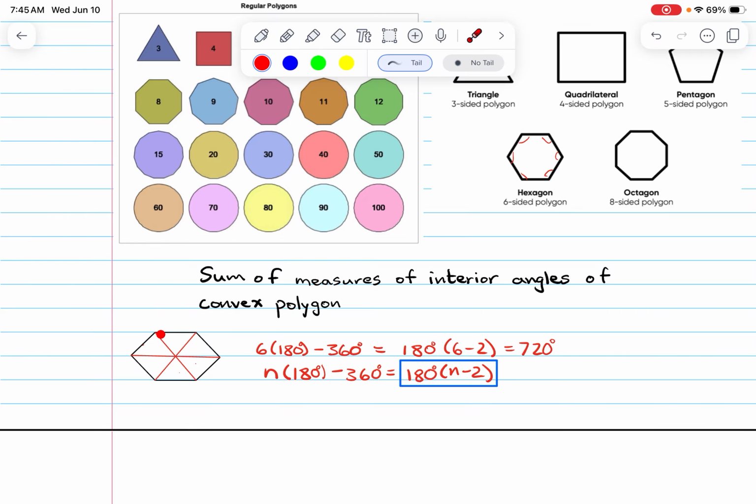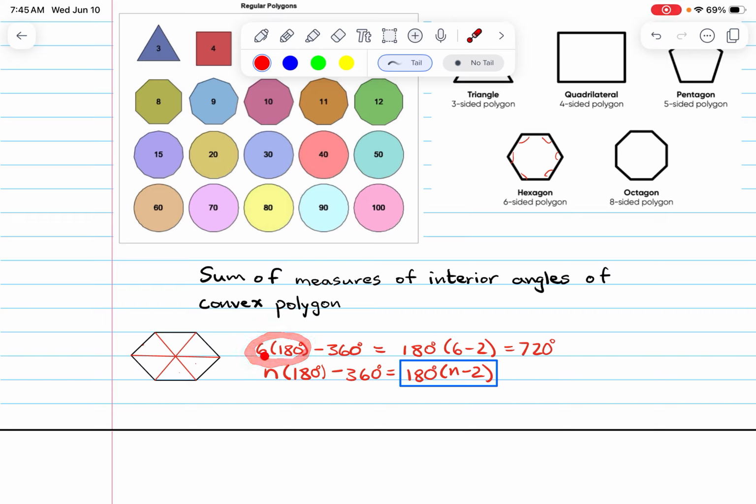Notice it has 6 sides: 1, 2, 3, 4, 5, 6. Let's suppose that I just make a triangle out of each one of those sides. I have a center point right here, and for each side, I make a triangle. If I do that, notice what you would get: 1, 2, 3, 4, 5, 6 triangles. Each of those triangles has a measure of 180 degrees. So if I just add those up, I would get 6 times 180.